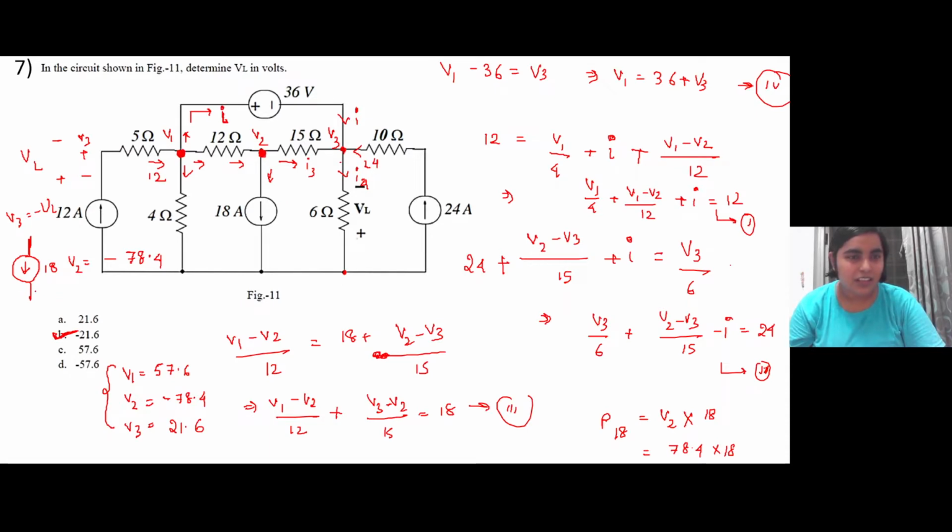You see, this V2 is minus 78.4, right? Which means the voltage drop is actually like this. This has a negative sign, right? Since the V2 is like this, the actual voltage across this particular current source is in this way. Here what is happening, current is coming out of the positive terminal. Are you able to follow it? If not, I'll explain again.